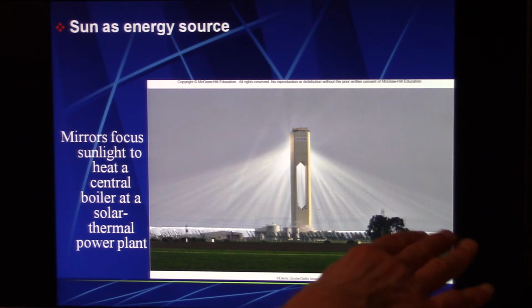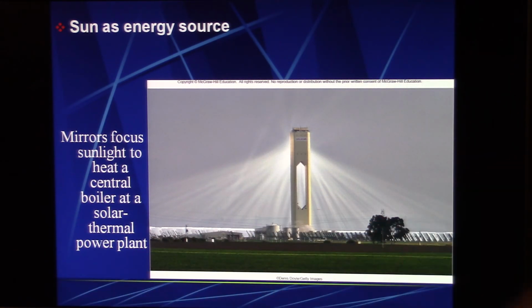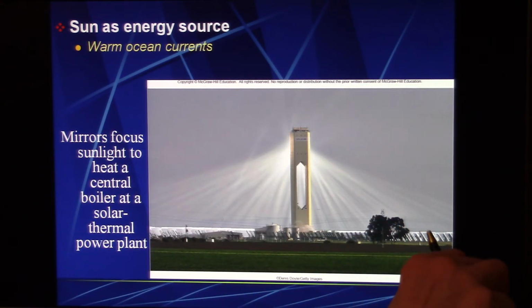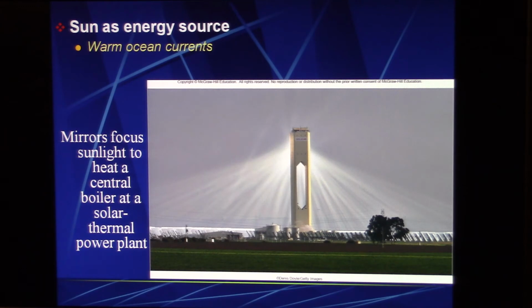Of course, if you have a whole bunch of solar panels and you knock down a forest to build solar panels, well, now is that being green? Well, no, that's not being green, right? And here they're focusing light to a big tower.